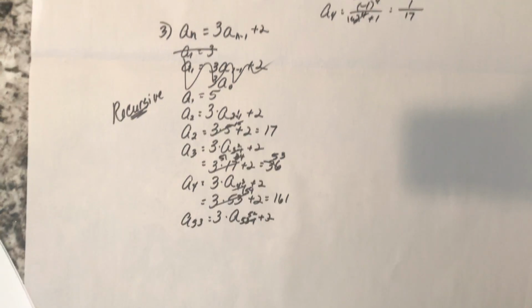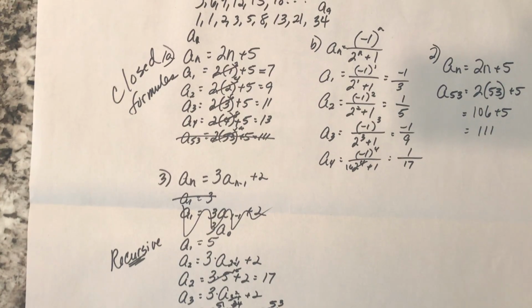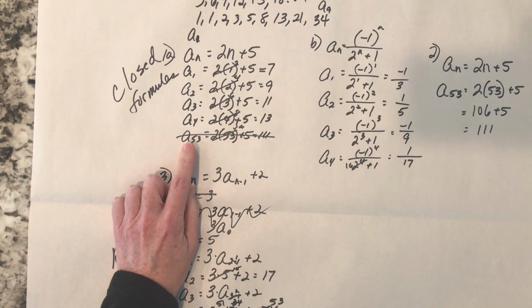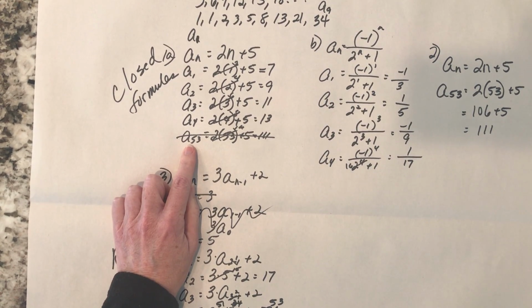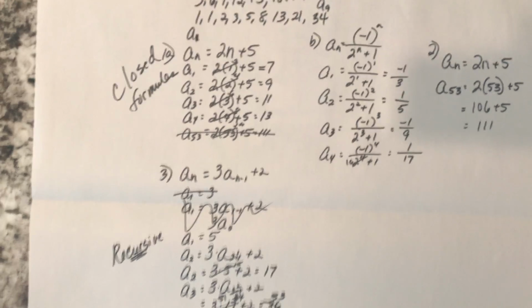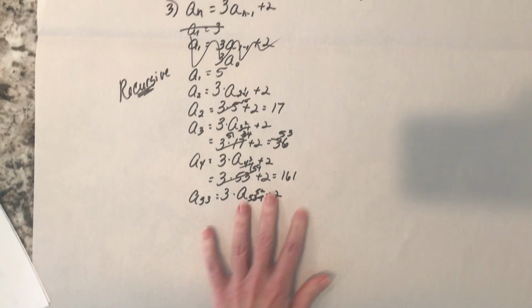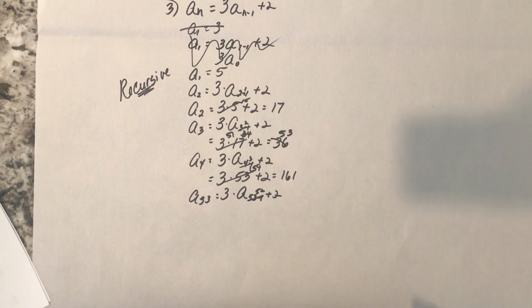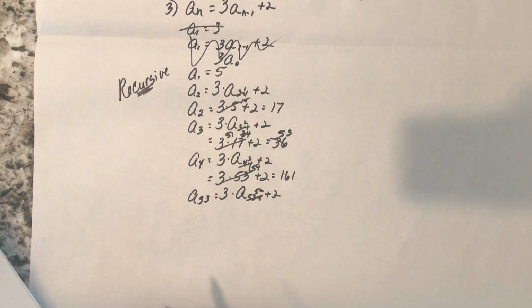Whereas a closed formula, you can get to the 53rd floor simple, just plug it in. So this is an elevator situation. This is a staircase situation. I like that difference. We're not getting in the weeds that much with these, but I just thought that was kind of cool and wanted to share it with you.